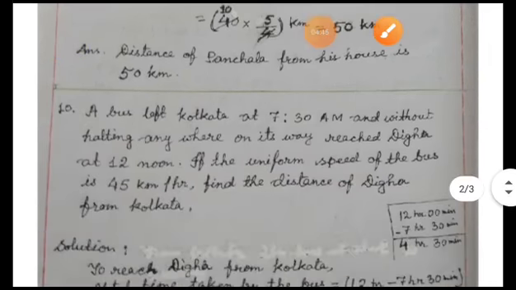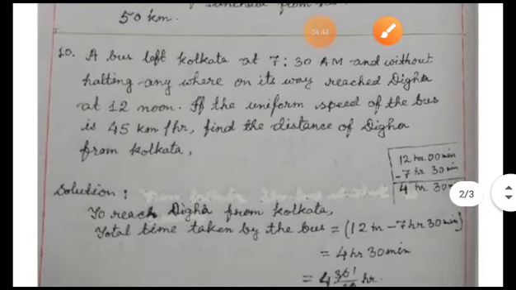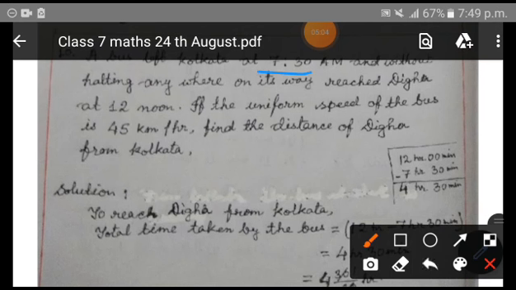Now the next question, question number 10. A bus left Kolkata at 7:30 am and, without halting anywhere on its way, reached Digha at 12 noon. If the uniform speed of the bus is 45 km per hour, find the distance of Digha from Kolkata. So when did the bus start? The bus started at 7:30 am and reached the destination at 12 noon.